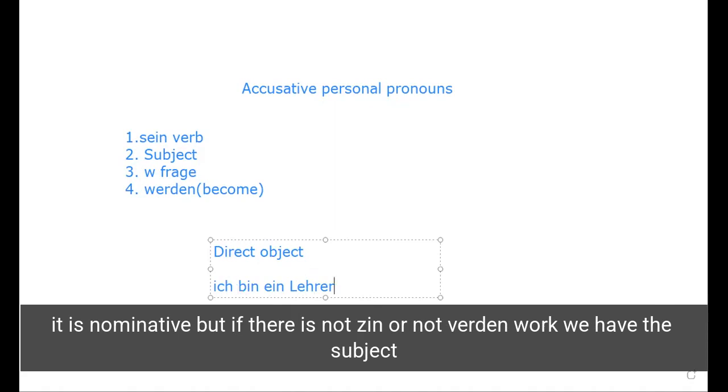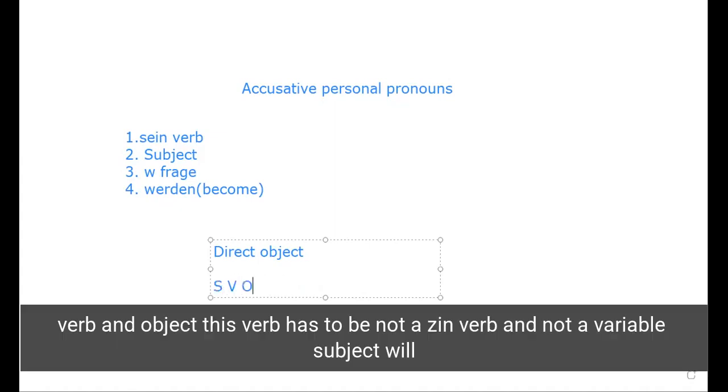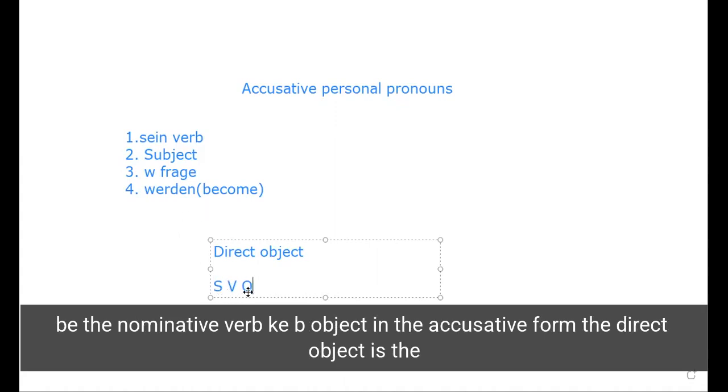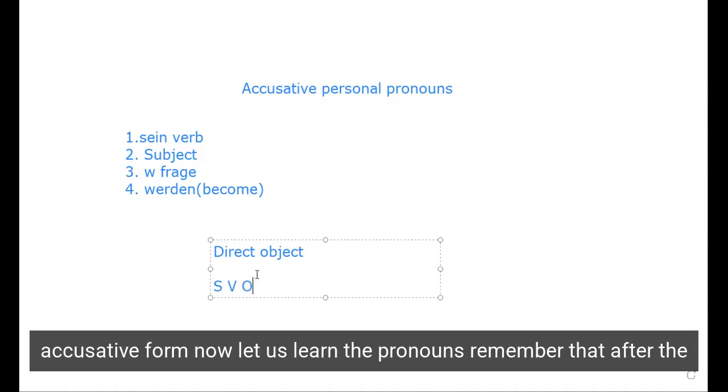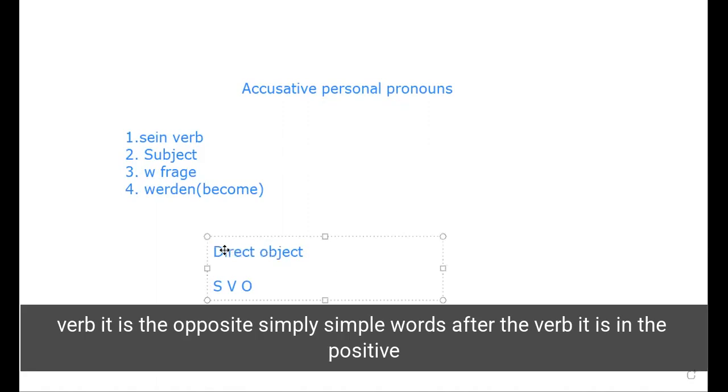But if there is a not Zain or not well done verb, we have the accusative case. It is subject, verb, and object. This verb has to be not a Zain verb and not a well done. Subject will be in the nominative, the object after the verb will be in the accusative form. So direct object is the accusative form. Now let us learn the pronouns. Just remember that after the verb, it is the accusative.